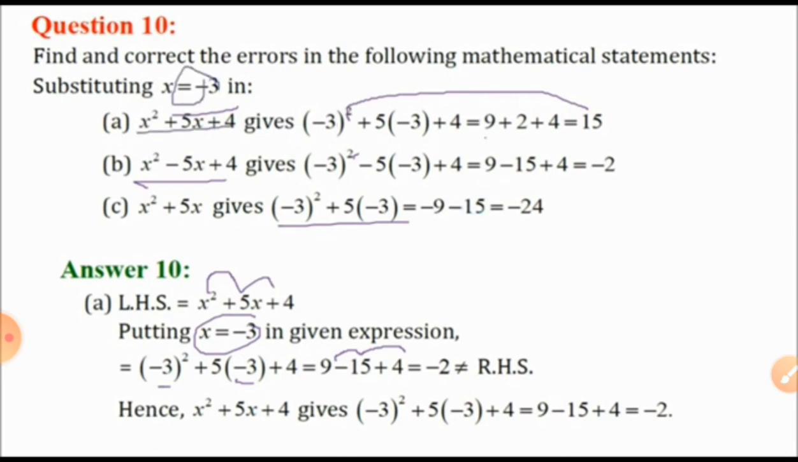Whenever you are putting the value x is equal to minus 3. Easy? Yes, perfect, clear.